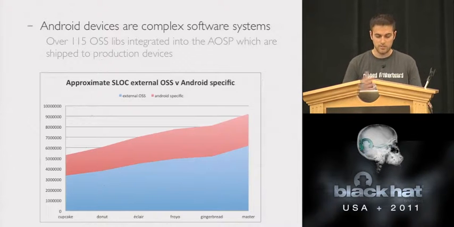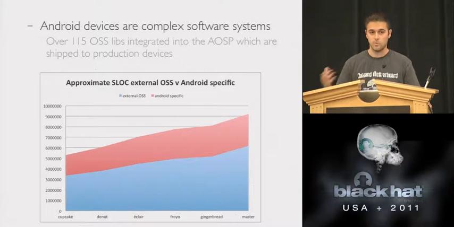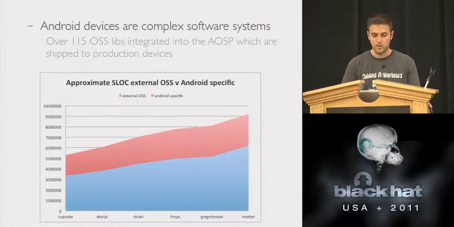You can see from the left-hand side, we have Cupcake, and then we go all the way up to Master, which is where Honeycomb is presently residing. And we can see through that whole entire thing, about 60% of that code is, again, the open source libraries.